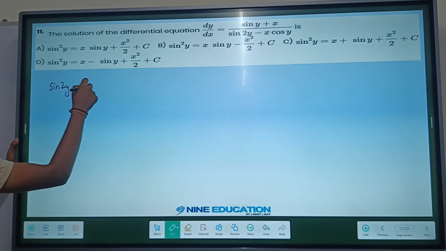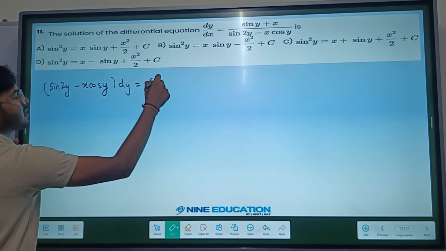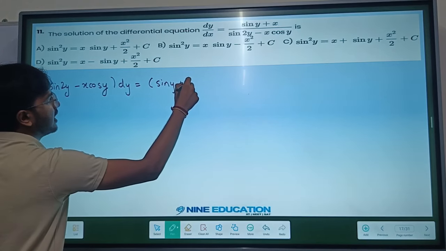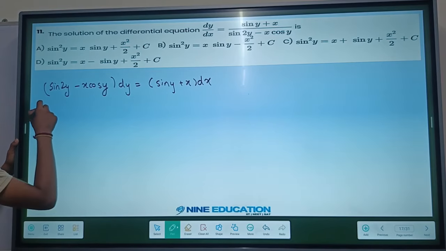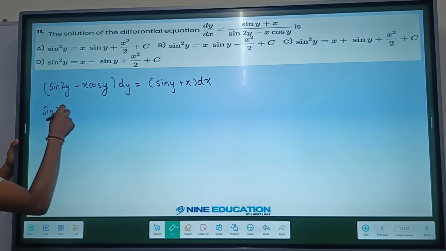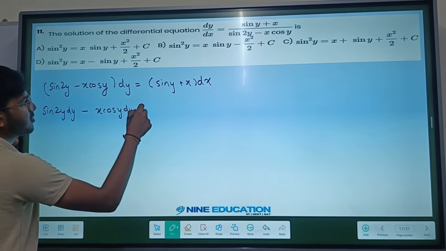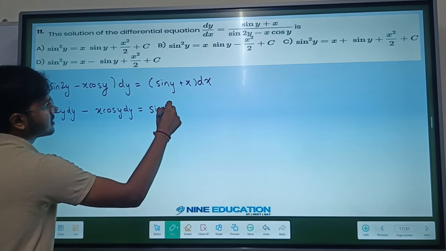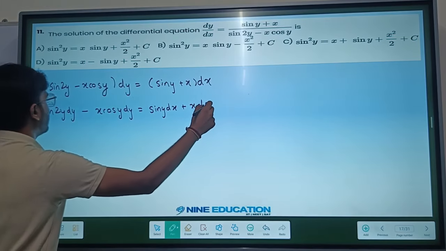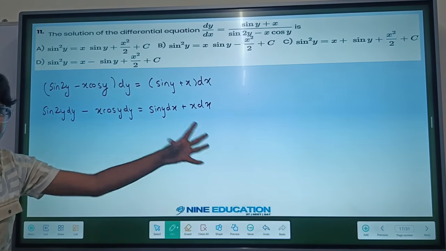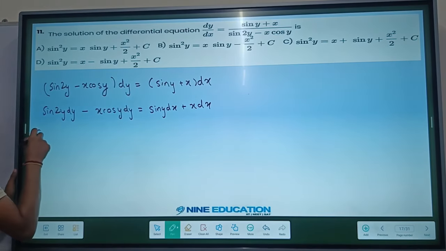Sin 2y minus x cos y dy equal to sin y plus x into dx. So we get sin 2y dy minus x cos y dy equal to sin y dx plus x dx. Now sin 2y dy and x dx, it is very simple. Let's take the simple ones one side.